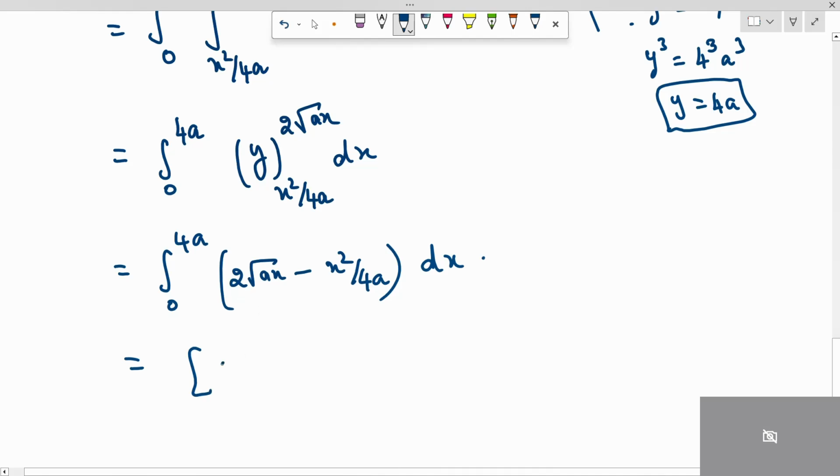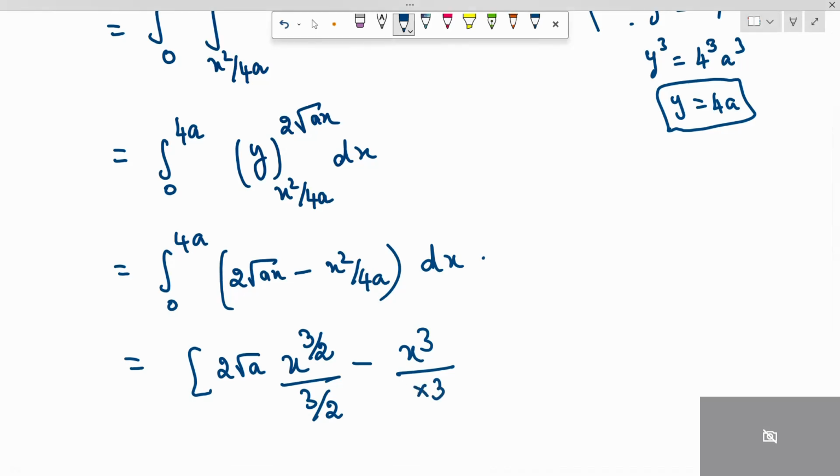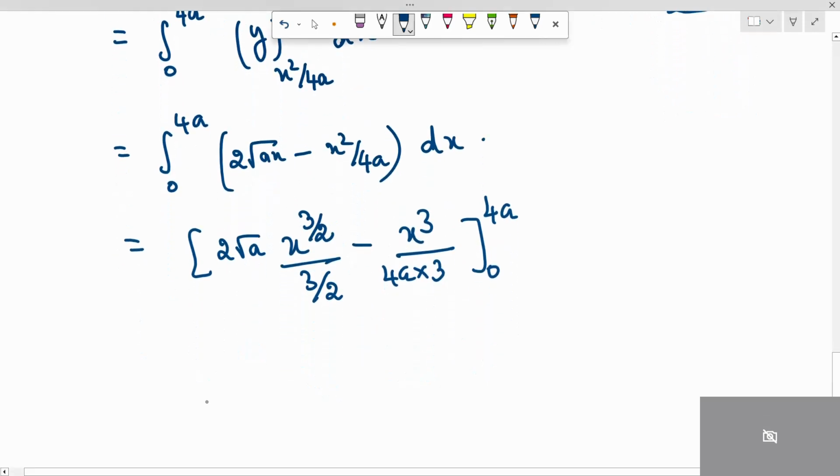Now integrate with respect to x with the limit 0 to 4a. Here 2 into root a is constant, root x means x power 1 by 2. Integrating with respect to x, it will be x power 1 by 2 plus 1, 1 by 2 plus 1 is 3 by 2, divided by 3 by 2, minus x square, x cube by 3 will come, already we are having 4a here, 0 to 4a. Now we are going to apply the upper limit and lower limit values in x.